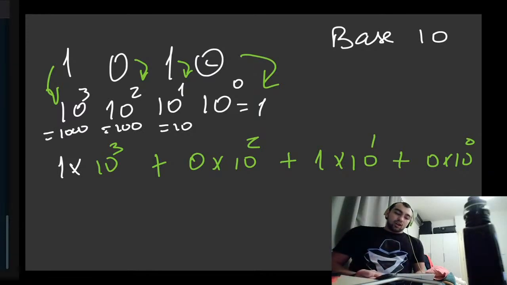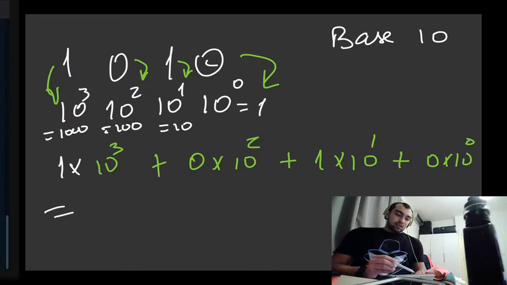So this is the ones because you're multiplying by 10 to the power of 0, which is 1. This is the tens. You're multiplying by 10 to the power of 1, which is 10. Again, hundreds, thousands, etc. And the result of this is your number.